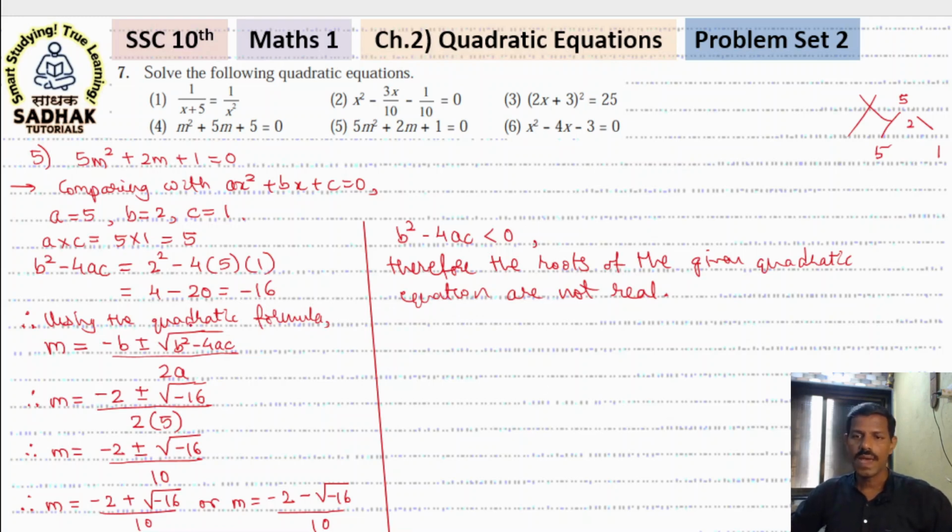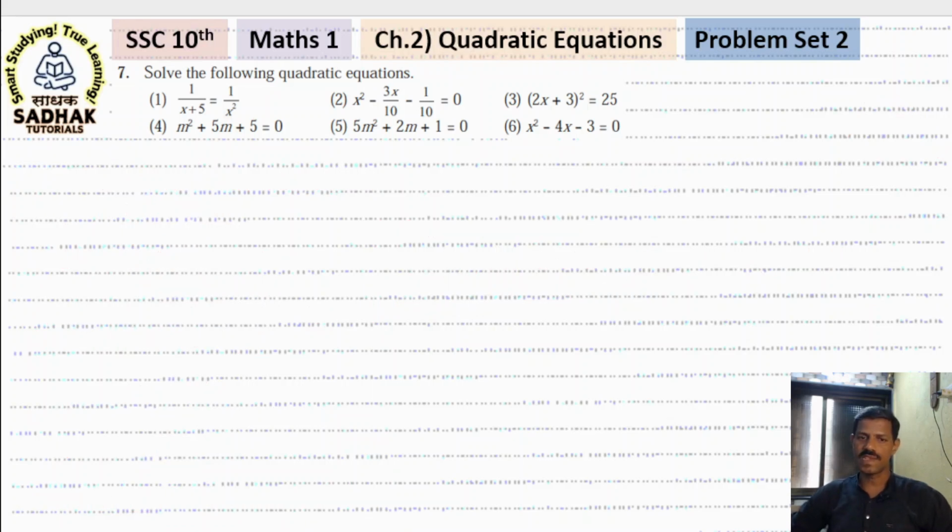So in this sum, when we come to know that the value of b square minus 4ac is negative, then we can directly write this and end the sum. No need of using the quadratic formula and doing it like this, because these numbers are not real. Fine. So now let us go to question number 6.